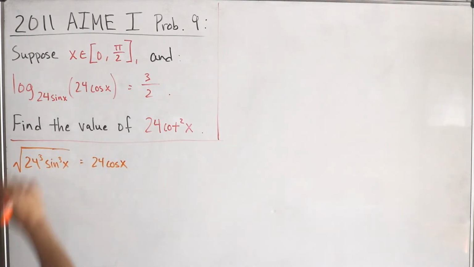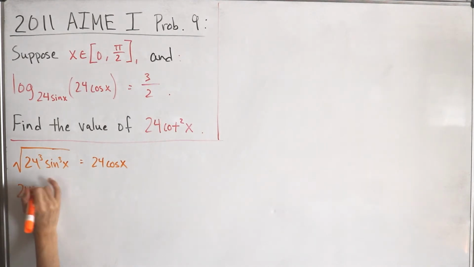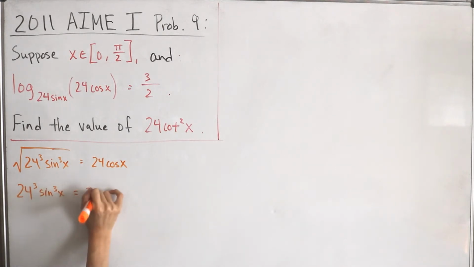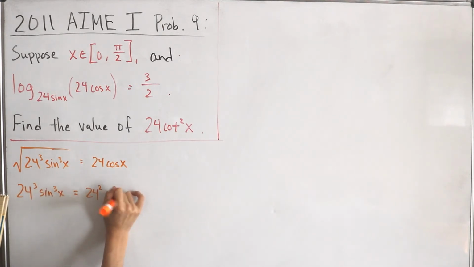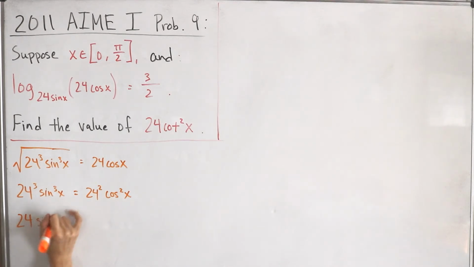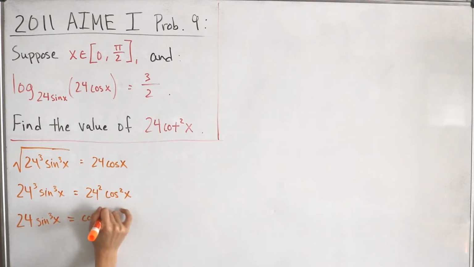With this, let's square both sides. The square root cancels out, and 24 cubed sine cubed of x is going to equal 24 squared cosine squared of x. Then nicely, we can divide both sides by 24 squared, so we're just left with a single 24 on the left-hand side. 24 sine cubed of x is equal to cosine squared of x.